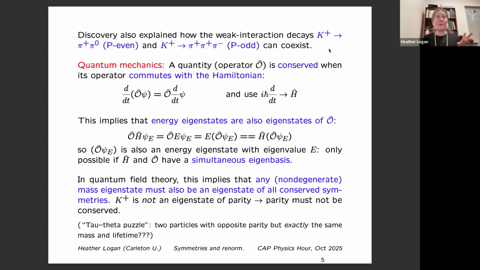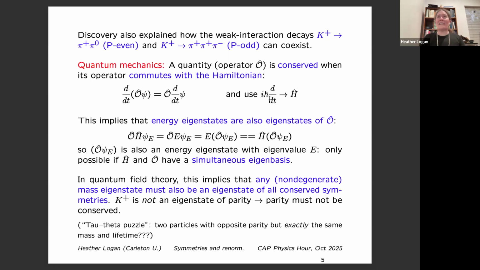To explain why this was seen as so weird, I want to take a foray into quantum mechanics. In quantum mechanics, you have a quantity that can be described by an operator that acts on a wave function and gives you a number which tells you what that quantity is for that wave function, okay? If you have a quantity that's conserved, that implies that its operator, this O, commutes with the Hamiltonian. The way you can see that is that if the quantity is conserved, the operator itself should have no time dependence. The eigenvalue of the operator shouldn't change with time, right? That's what it means to be conserved.